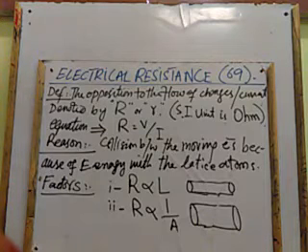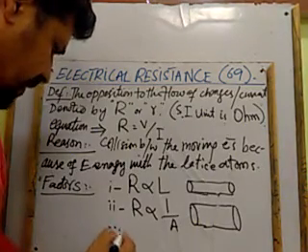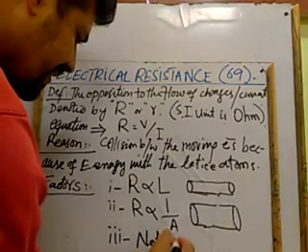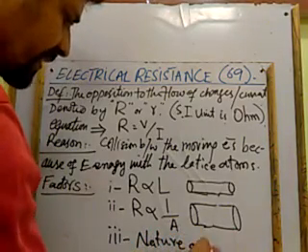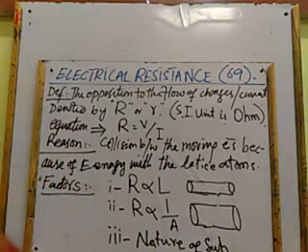And the third relation, the third concept, is related to the nature of the conductor. Nature of the substance, nature of the material, nature of the conductor. Like copper is considered to be the best conductor, zinc is comparatively weaker, and similarly silver is again another type of nature, so another amount of resistance.